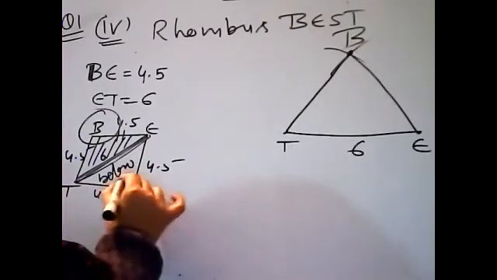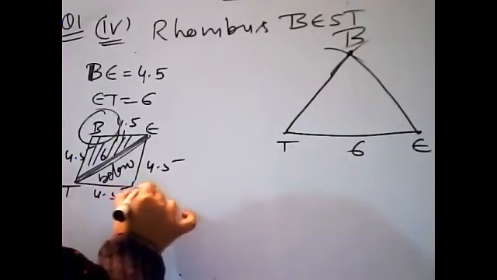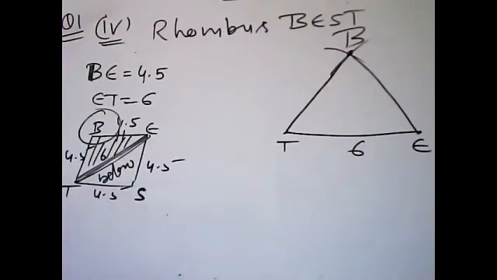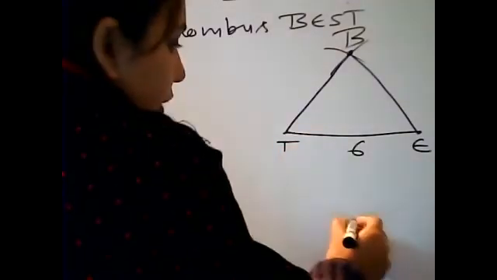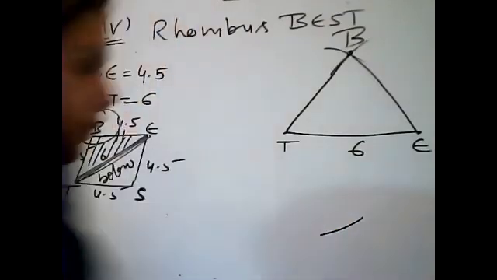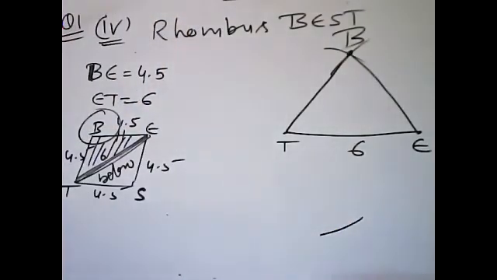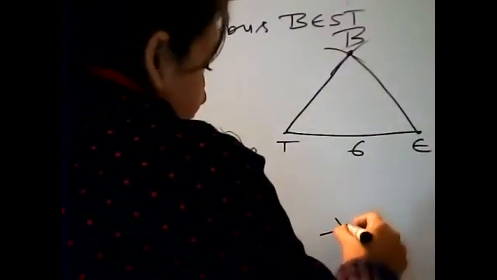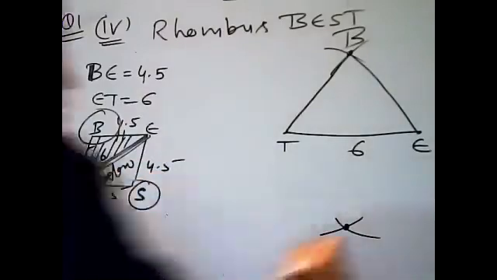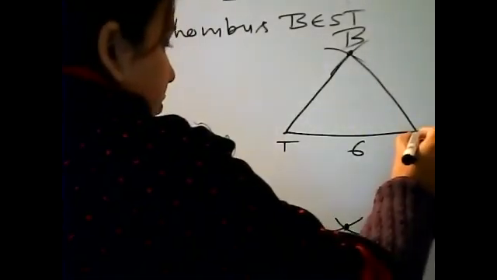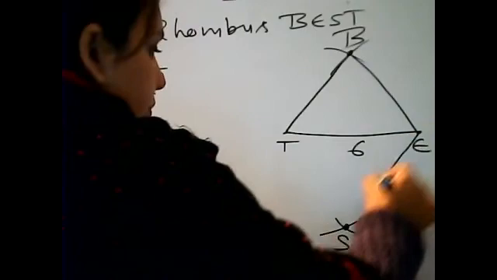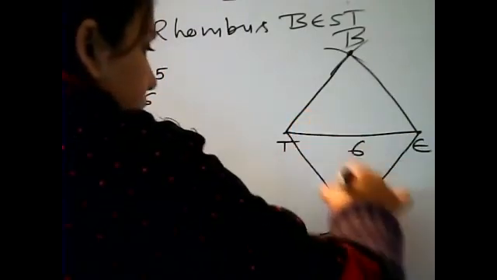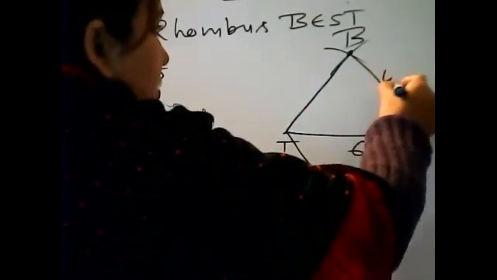Now you have to construct one triangle below. S is the point on the lower side, so 4.5. Keeping the needle at the point T, this is 4.5. Then keeping the needle at the point E, this will be 4.5, and this point is going to be S. Join.